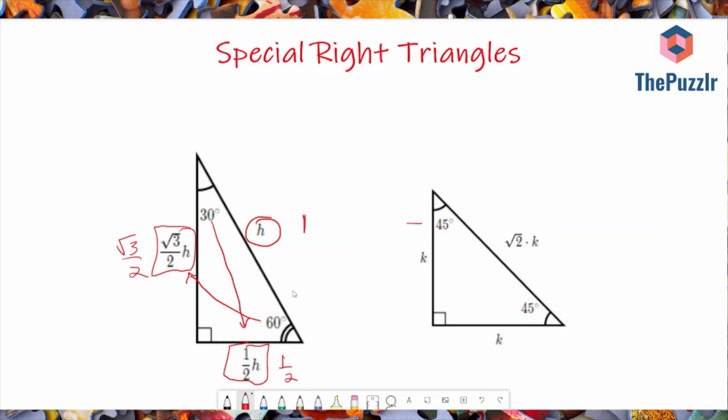Okay, the next type of triangle is a bit simpler. A 45 degree, 45 degree, 90 degree triangle. Here, you can say that these two sides are k, since it's an isosceles triangle, right? Two angles are the same, so the two sides have to be the same. And then using the Pythagorean theorem, you know that the third side is root 2 times k. So that is something that we can prove.